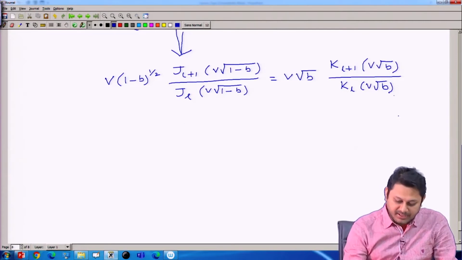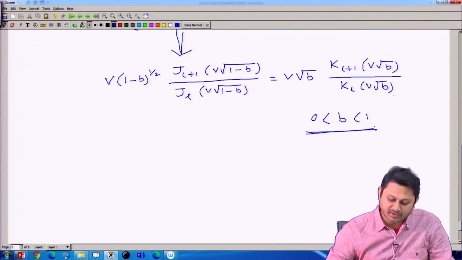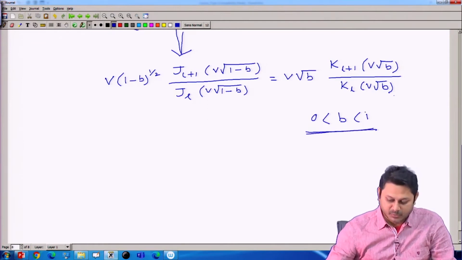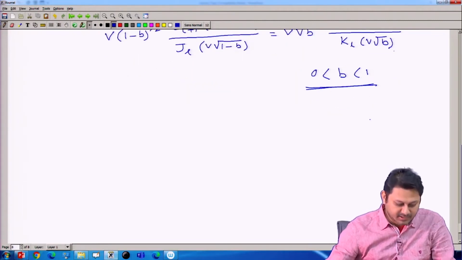Please note that my b is restricted with this limit, that is the most important thing. That is why we define the normalized propagation constant b. It is restricted to 0 to 1. So, that will make our life easier.